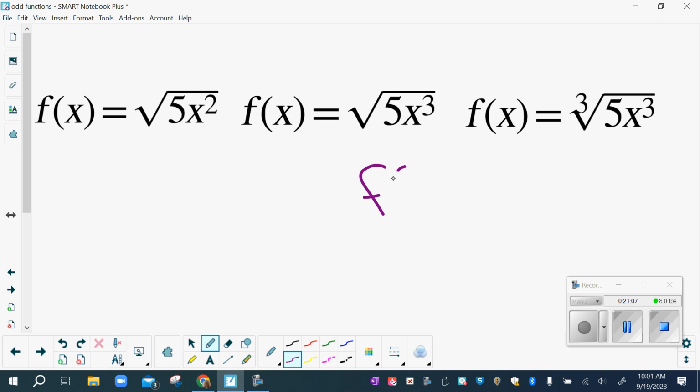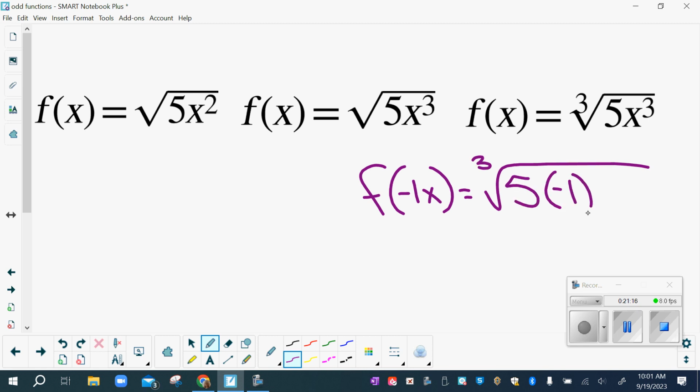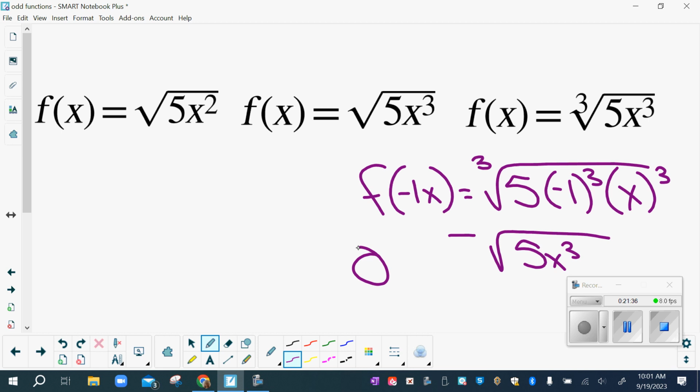So I'm going to say F negative 1x. And I'm going to go ahead and do the whole thing carefully. I'm going to go here. I'm going to go here. Check this out. I can take out the negative 1. There are 3 of them. And it's a cube root. So I am allowed to pull the negative out. So this bad boy is actually odd.